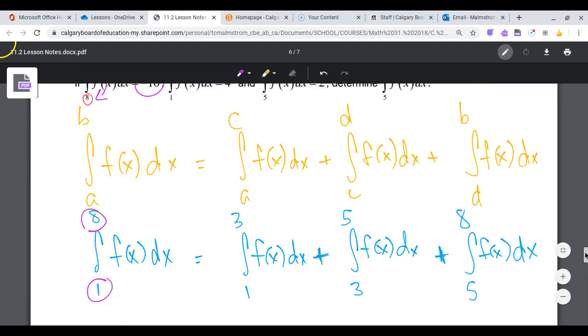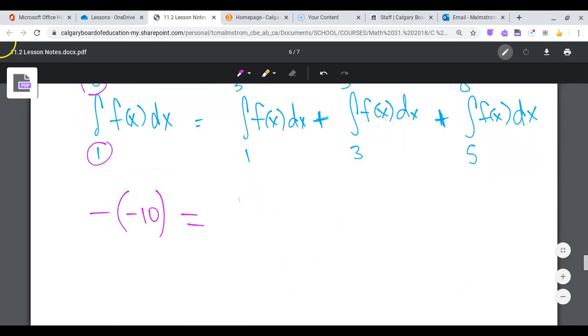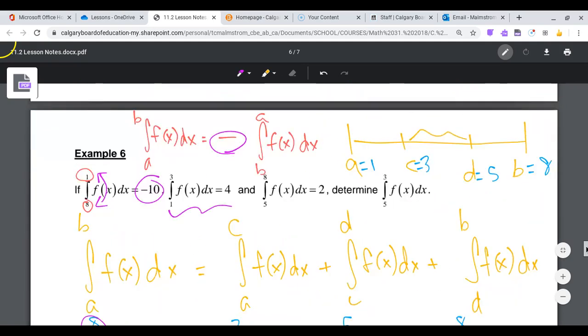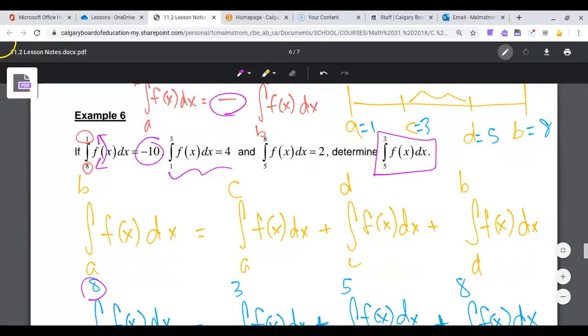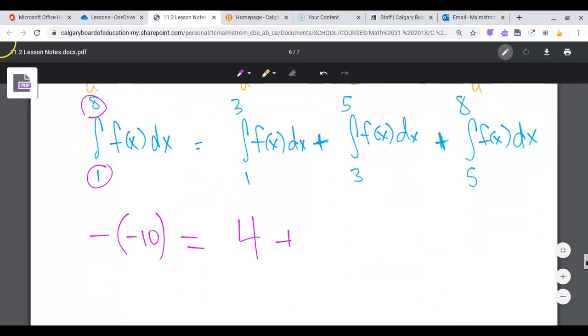is equal to, do I know from 1 to 3? Yes, from 1 to 3 is 4. Plus, do I know from 3 to 5? No, it wants me to find from 5 to 3. Okay, so that's the unknown. So this one, I don't know. So we'll just leave it in integral form from 3 to 5 of f of x dx. Plus, they do tell me 5 to 8 is 2.